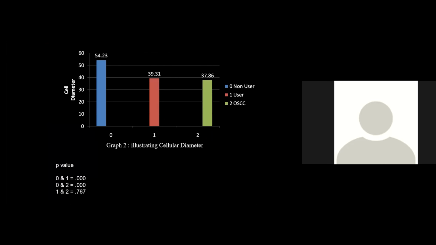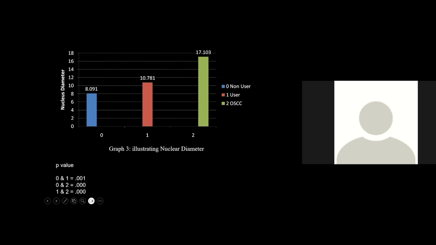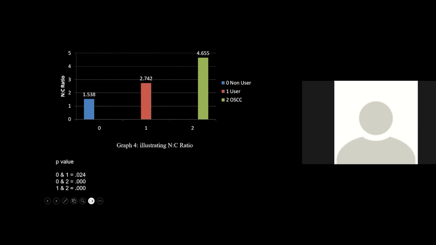So in this, as we can see, non-users have shown more cellular diameter as compared to the tobacco users, as well as the oral squamous cell carcinoma patients. Okay, so this is the nuclear diameter, which is gradually increasing, which ultimately will result in disturbing the nuclear cellular diameter ratio, which we can see in this graph.